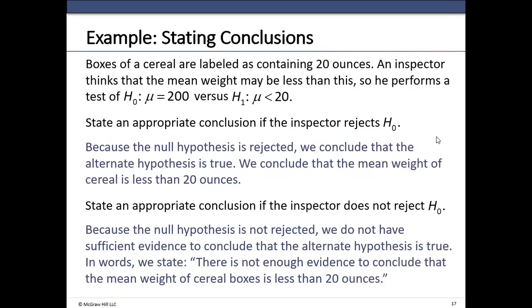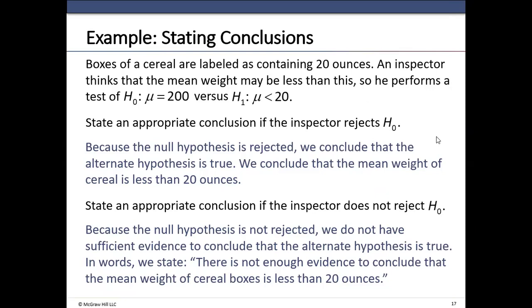Examples stating conclusions. Boxes of cereals are labeled as containing 20 ounces. An inspector thinks that the mean weight may be less than this. So he performs a test of null hypothesis mu equal to 20 versus alternate H1: mu less than 20. State an appropriate conclusion if the inspector rejects H0.